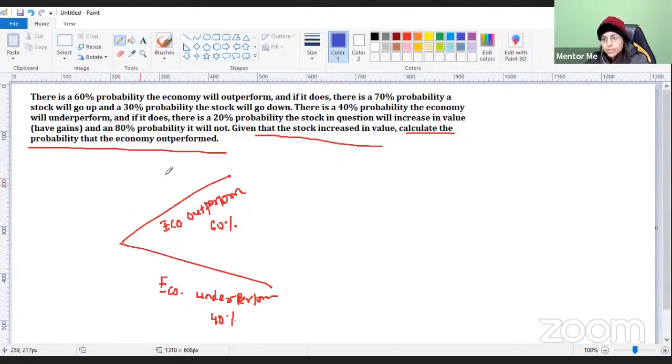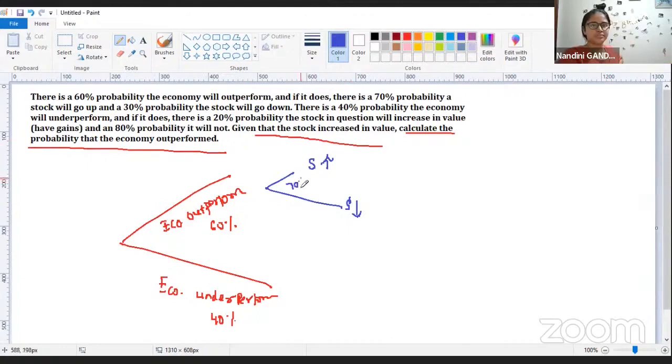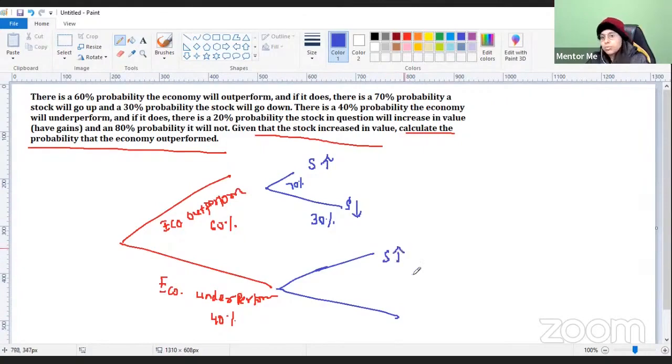Now, if the economy outperforms, there are two possibilities: the stock may go up, the stock may go down. The probability of stock going up? 70%. The probability of stock going down is 30%. Absolutely correct. And in case the economy underperforms, we again have two possibilities. One is the stock going up, and the other is the stock going down. If the stock goes up, what is the probability? 20%, and 80% is the probability of the stock going down. Correct?